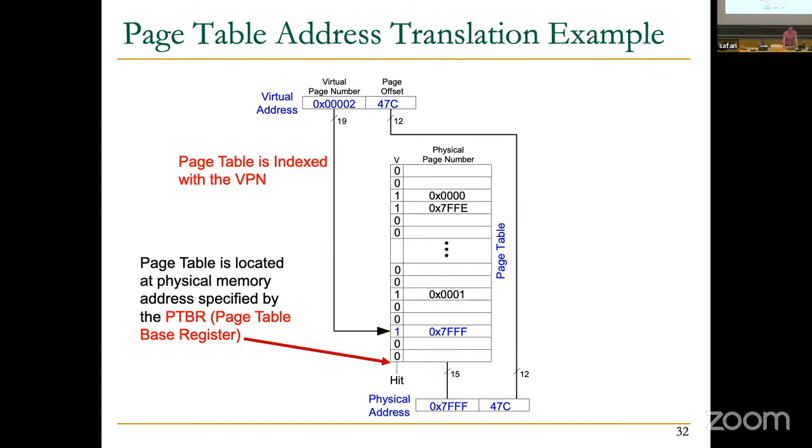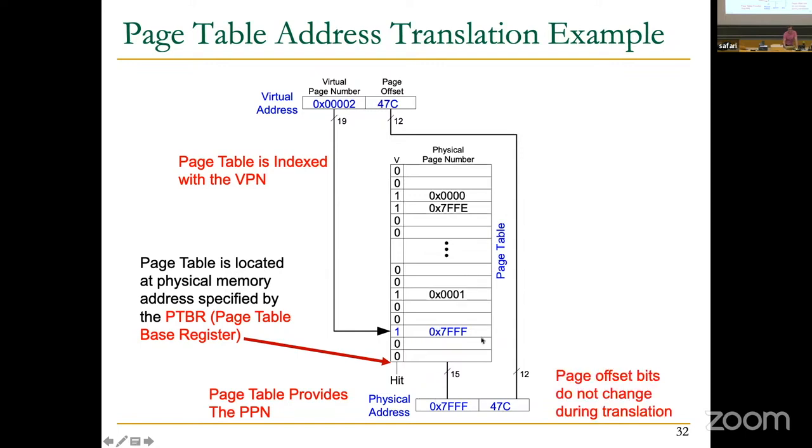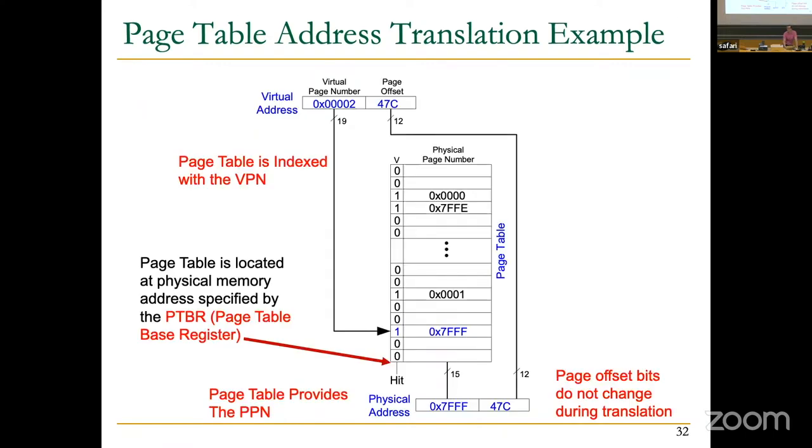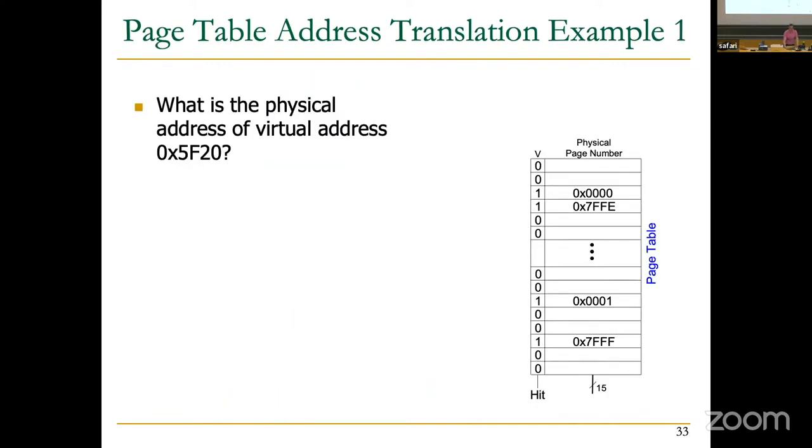Basically, the page table is indexed with the VPN, virtual page number. The page table provides the PPN, which is the physical page number, which is, in this case, 0x7FFF, and it's valid. So the translation is basically concatenating the page offset with the physical page number. Right? So page offset bits don't change during translation, as expected. Makes sense, right?